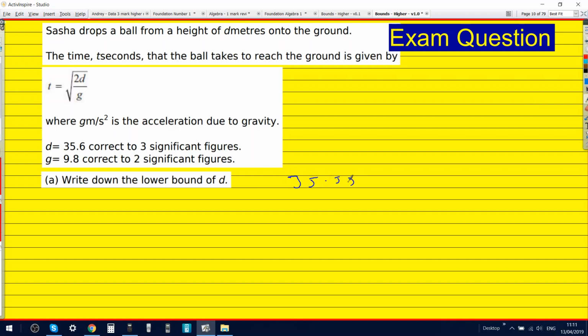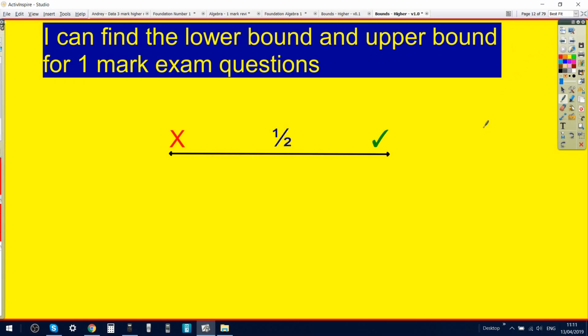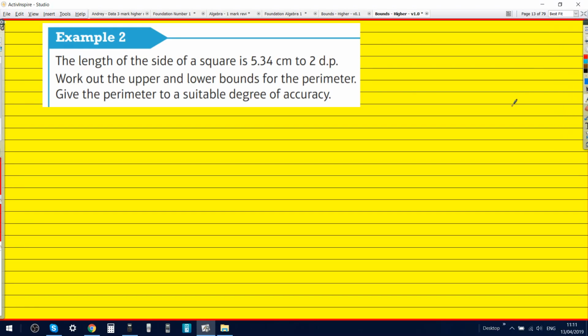35.55. How about this? 5.335. And they want the perimeter. Work out, so times that by 4. 5.335 times 4 is 21.34.